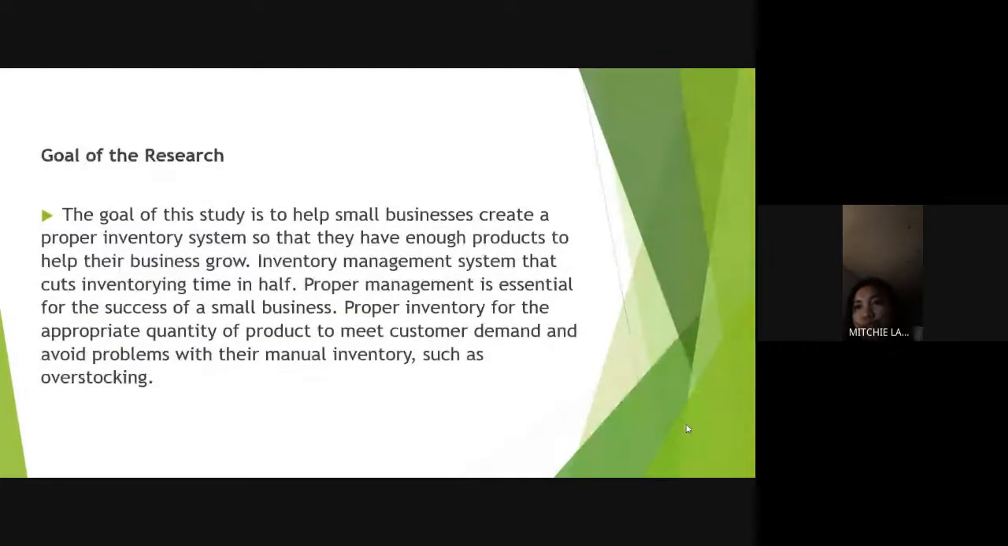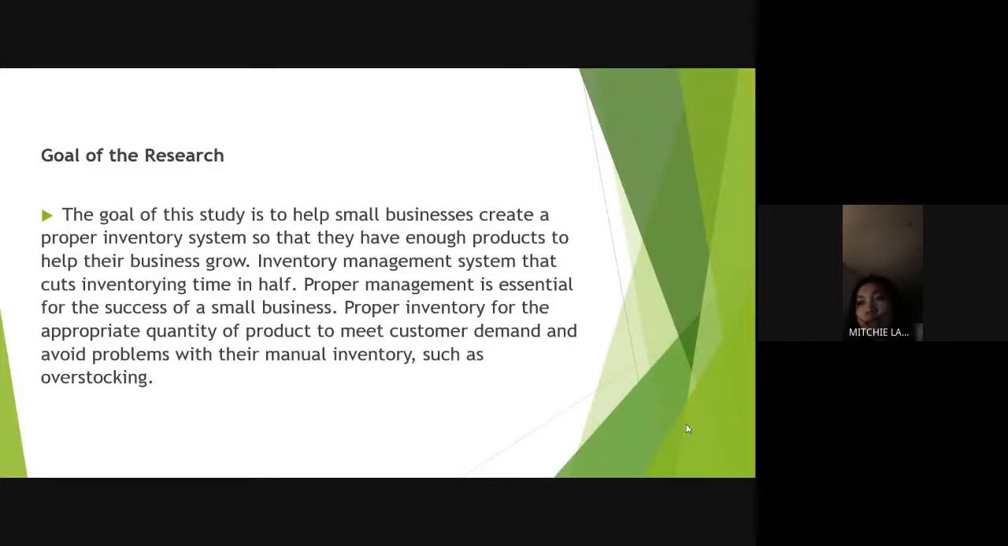The goal of the research. The goal of this study is to help small businesses create a proper inventory system so that they have enough products to help their business grow. An inventory management system that cuts inventory time in half. Proper management is essential for the success of a small business. Proper inventory for the appropriate quantity of product to meet a customer's demand and avoid problems with their manual inventory, such as overstocking.